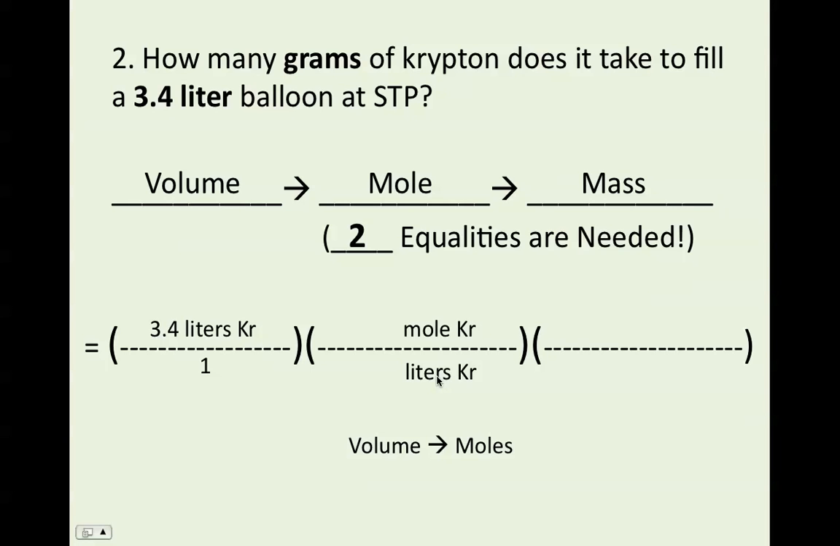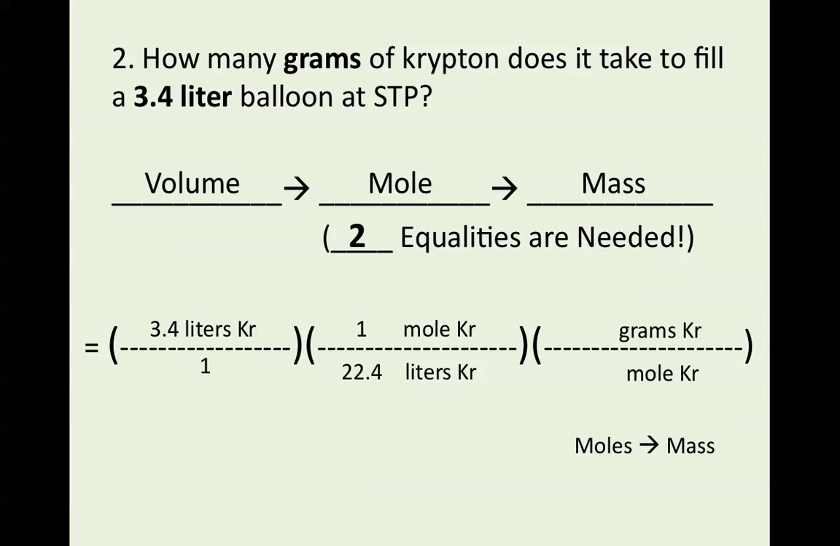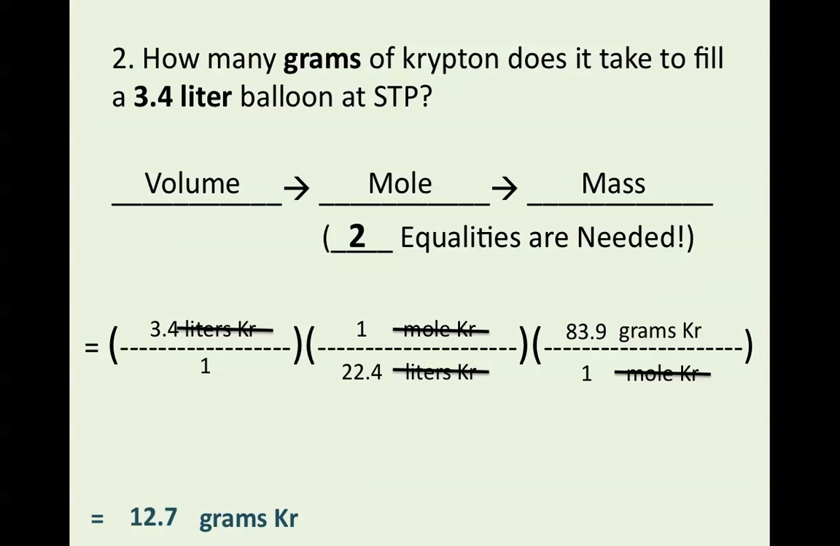We know from our previous concept that 22.4 liters of a gas is equal to 1 mole of a gas. And then moving ahead, we can convert from moles to mass. We can relate moles to the GFM of krypton. We know that 1 mole of krypton is equal to its GFM, which is 83.9 grams of krypton. We can cancel out our repeating units, which includes our liters and the moles, so we're left with our target unit of grams. We then multiply across the top, divide by the 22.4 on the bottom, and you should end up with 12.7 grams of krypton.